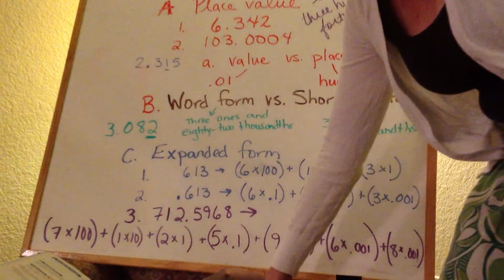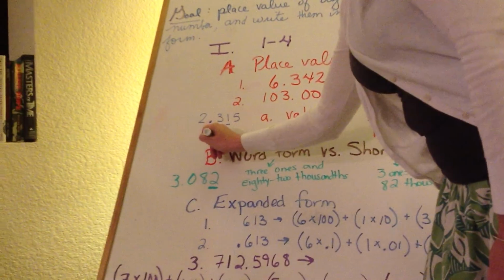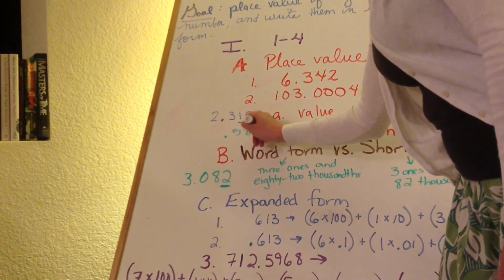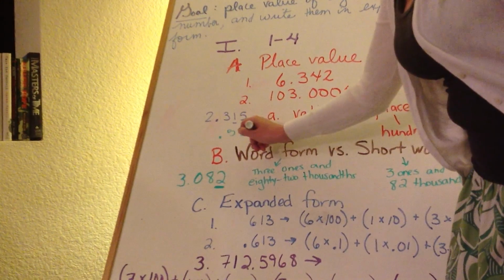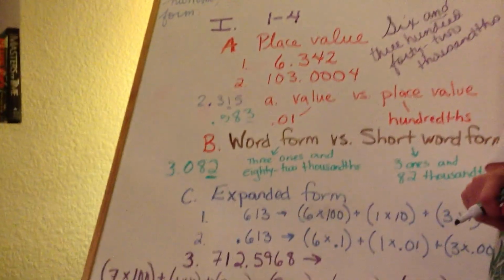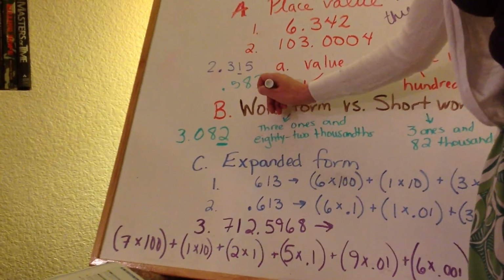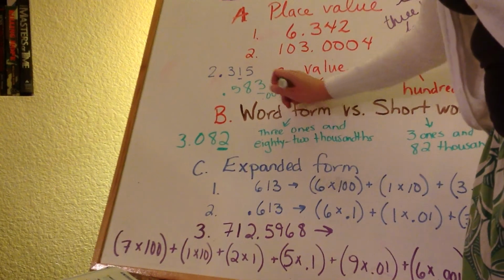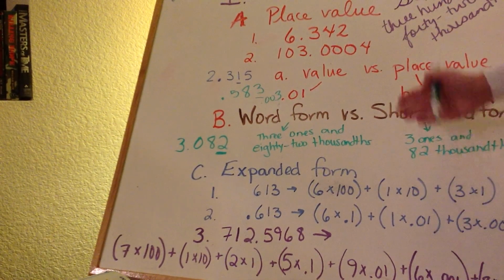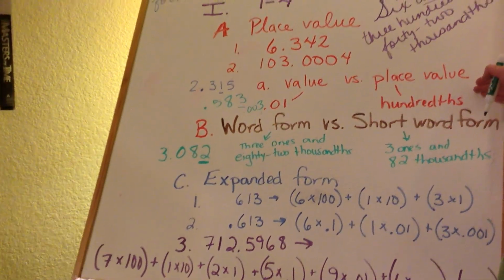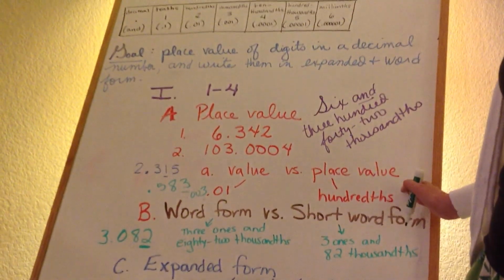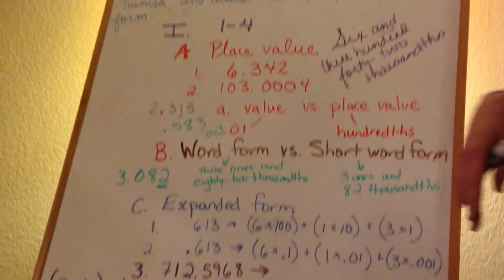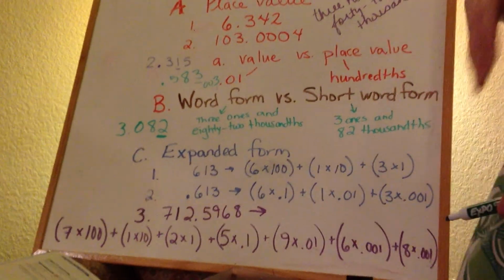So if I had this one right here, 583, and I asked you what the value of that 3 is, you should think it's 0.003. Whoops. And if I asked you the place value of it, it's the third place, so it's the thousandths, 3 thousandths. Okay, so now let's move on to word form versus short word form.